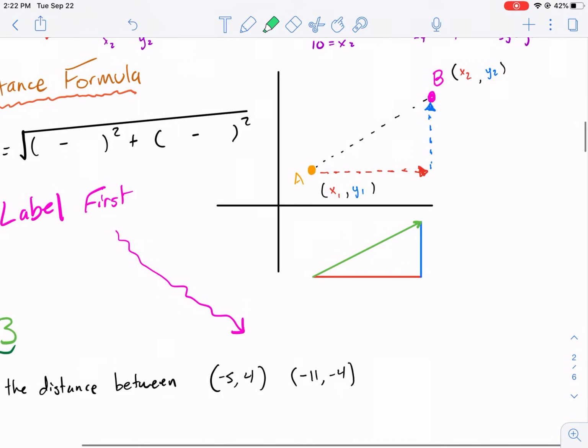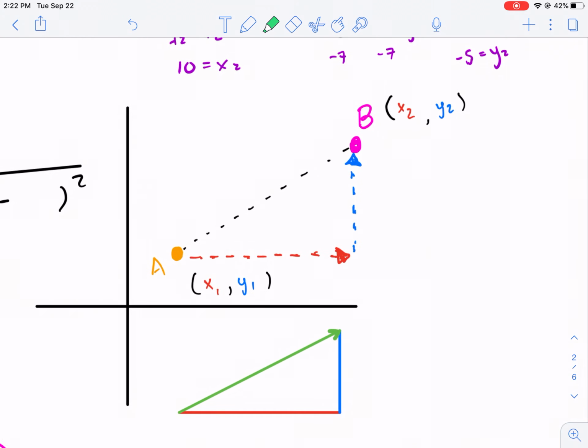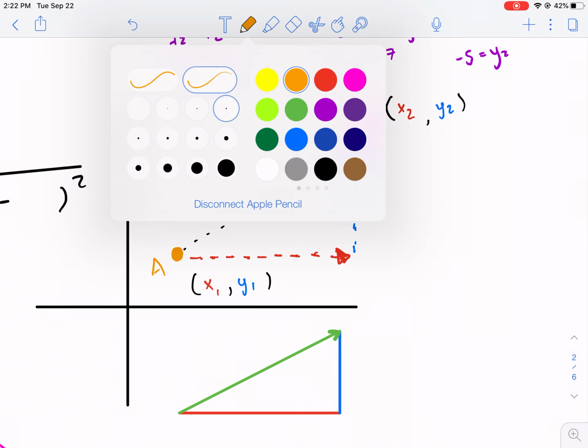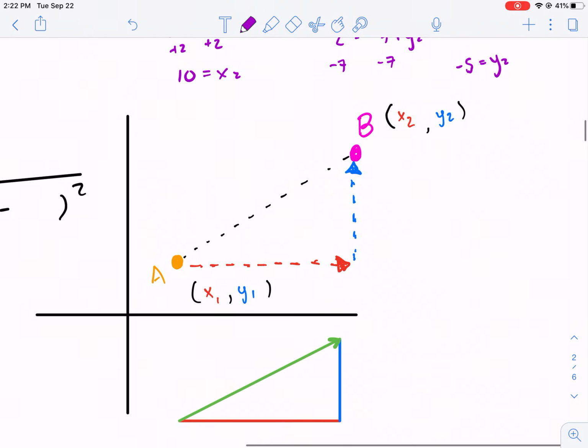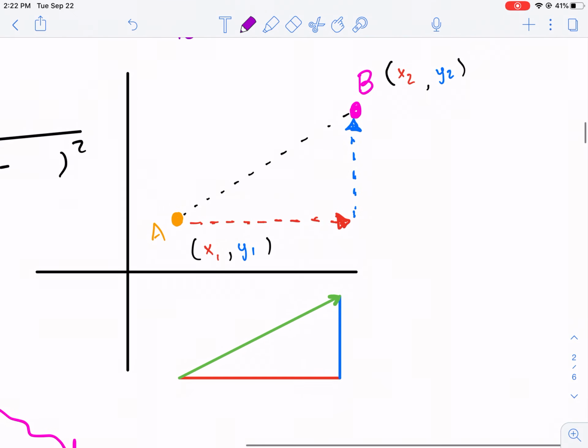Now let me explain. The whole point of the distance formula is that if we have a non-horizontal or non-vertical line on the coordinate plane, we can find the distance of it. For example, A to B, we can find the distance using the distance formula. Well, the distance formula is derived from something else though.